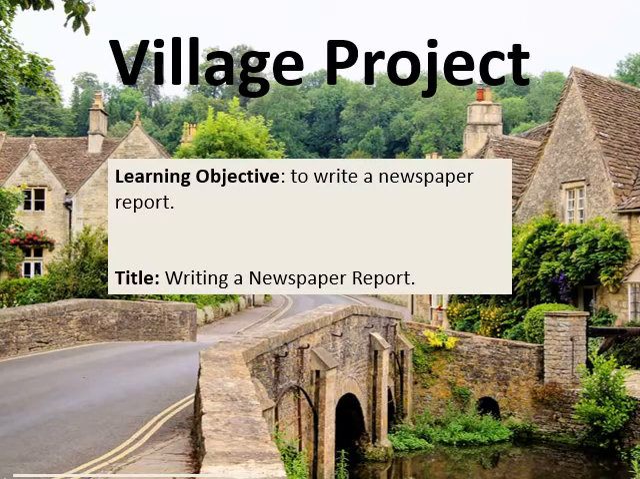Okay, our learning objective today is to write a newspaper report. When you come to your GCSE, it's a long way off yet, but when you do, the second half of the first paper in English language is some kind of writing to a form. So it might be a speech, it might be a letter, or it might be a newspaper article. So that's why we start practicing these things now. So write into your books your title, which is writing a newspaper report.